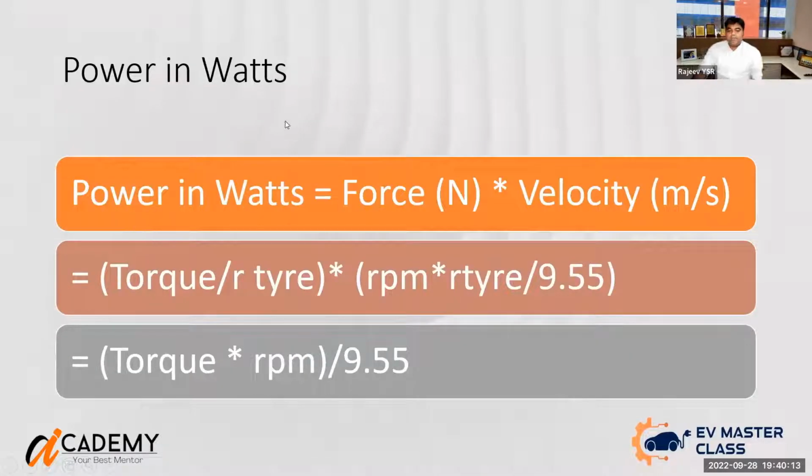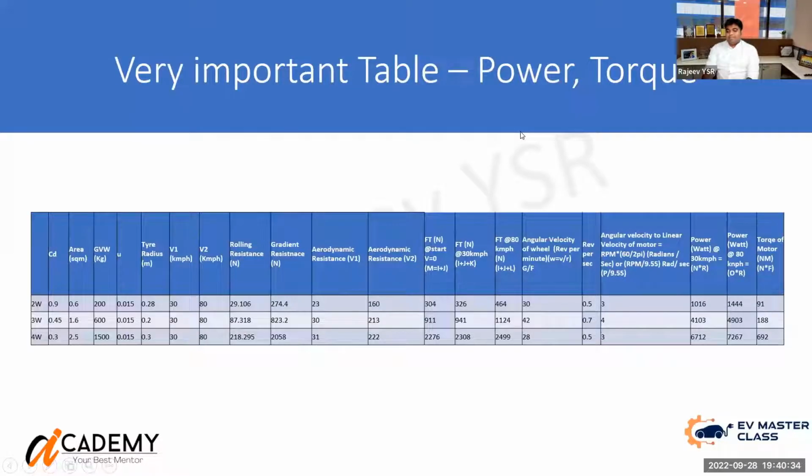So power in watts, again, this is a quick revision. Power in watts is nothing but force into velocity. Force is nothing but torque by radius. Velocity, if you want to convert, is revolutions per minute into radius r by 9.55. So power in watts is nothing but torque into revolutions per minute by 9.55. These are all the same thing, converted into multiple forms.